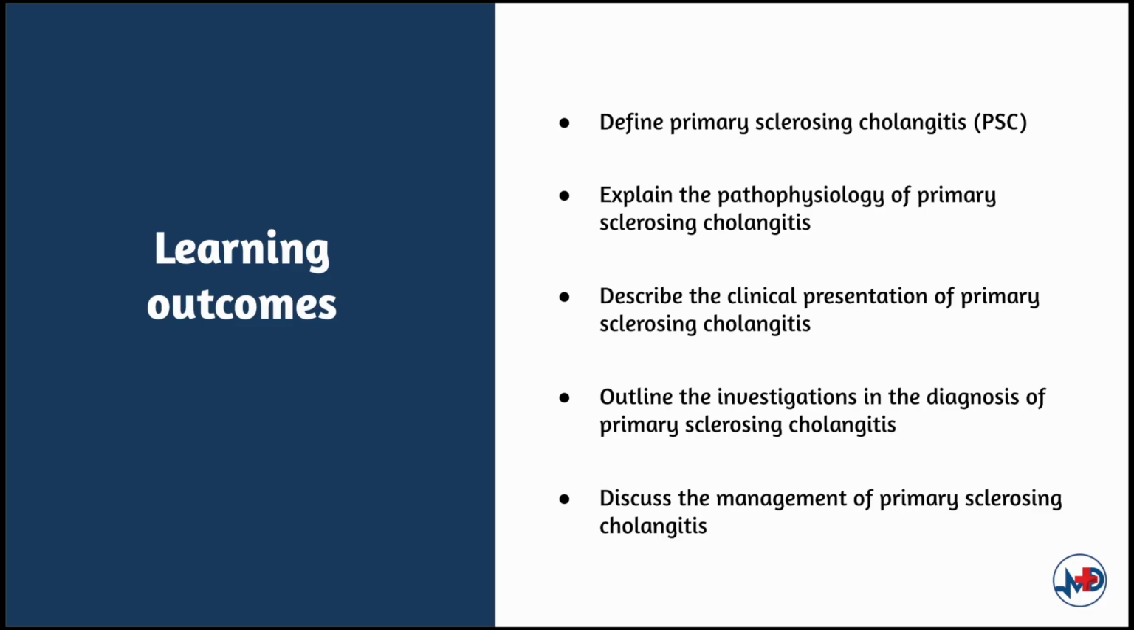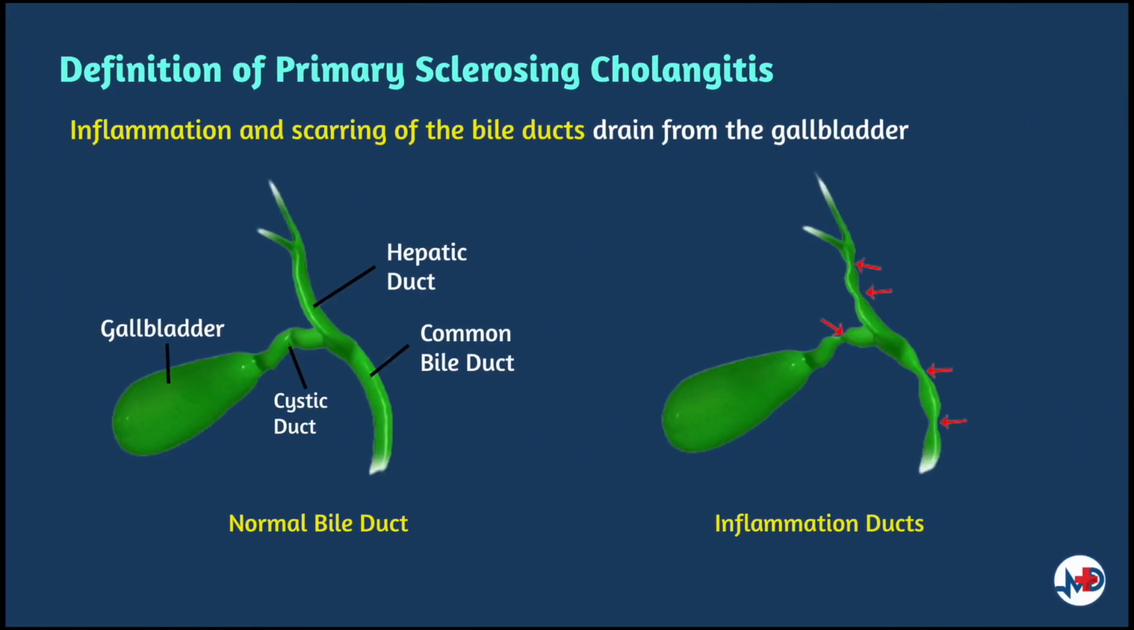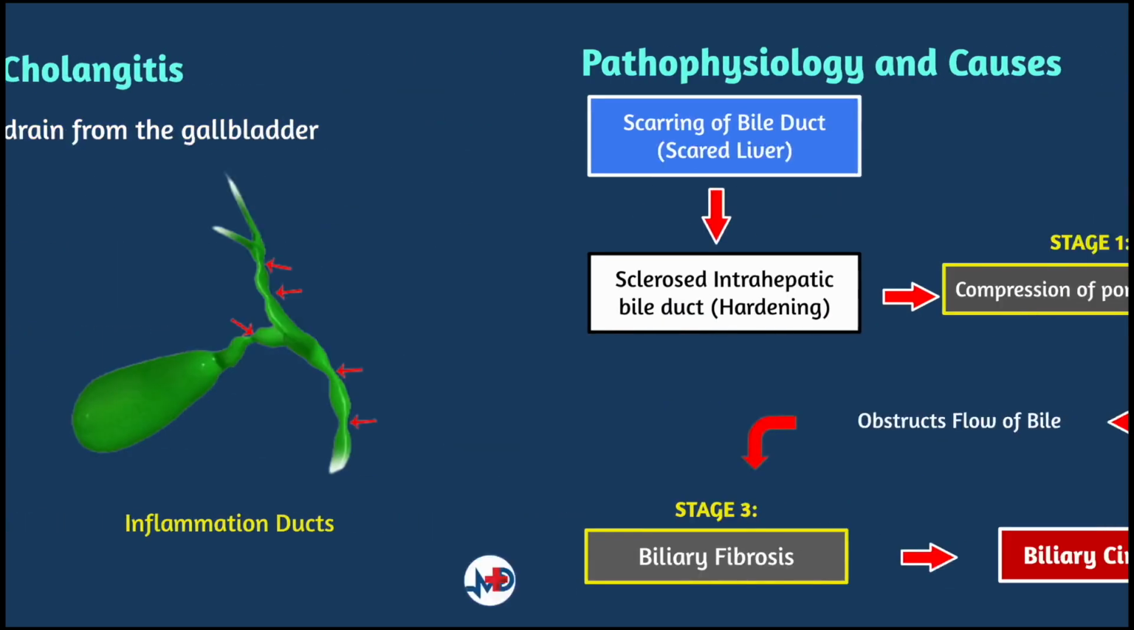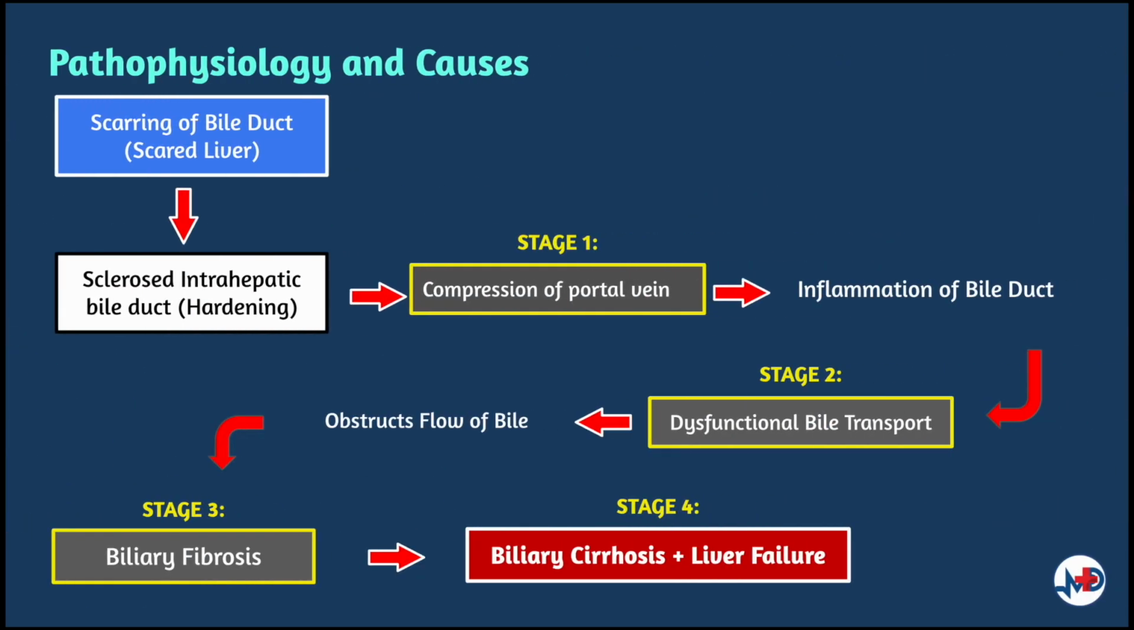Let's get started. Primary sclerosing cholangitis, or PSC, is defined as inflammation and scarring of the bile ducts, which normally allow bile to drain from the gallbladder. It is characterized by the inflammation of the bile ducts, or cholangitis, with consequent stricturing and hardening, or sclerosis, of these ducts due to scar formation, be it inside and/or outside the liver. The resulting scarring of the bile ducts obstructs the flow of bile, which further perpetuates bile duct and liver injury.